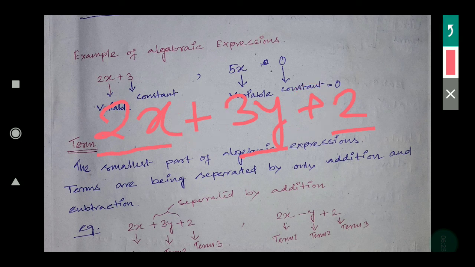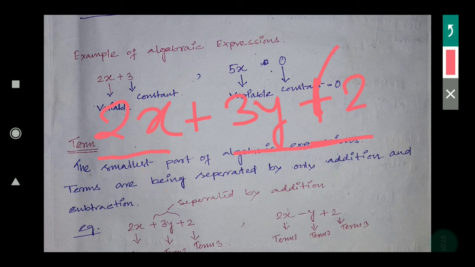Suppose in place of one addition, it is given like this, divided by 2. Tell me how many terms will be there. At that time only two terms will be there. One will be this one, another one will be this one, because here no addition or subtraction is there. If there is any addition or subtraction, then we will consider it as a separate term. If in place of this division, plus or minus is given, then we will consider this one 1, this one 2, this one 3. That means 3 terms will be there.